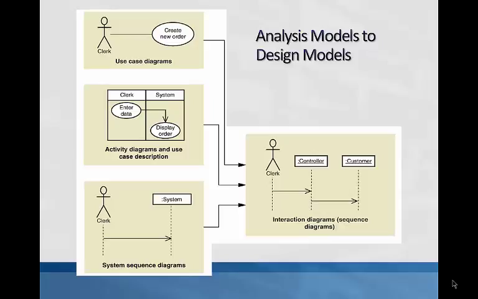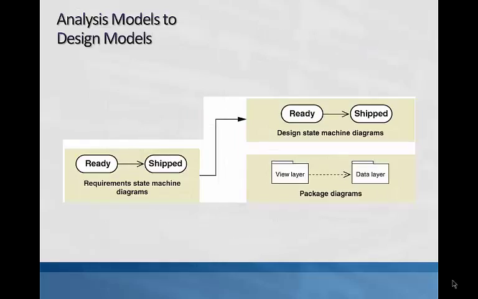As shown from this figure, an interaction diagram is developed based on the information from the use case diagram, from an activity diagram, and from a system sequence diagram. Finally, we have a design state machine diagram and a package diagram. A design state machine diagram is frequently the same diagram as was developed during analysis. A state machine diagram describes the internal methods or transitions that must be included in order for a class to be well behaved. As such, it is used in conjunction with the design classes.